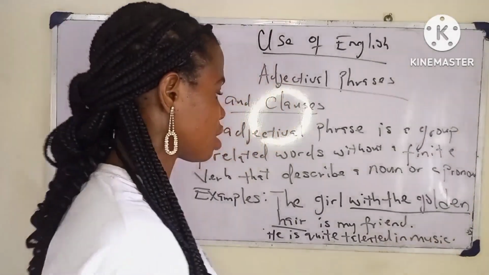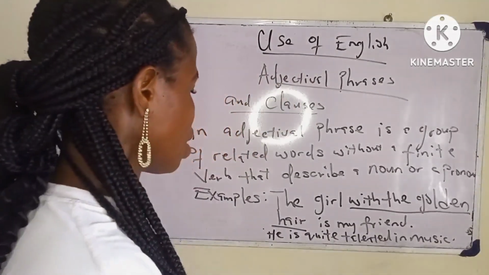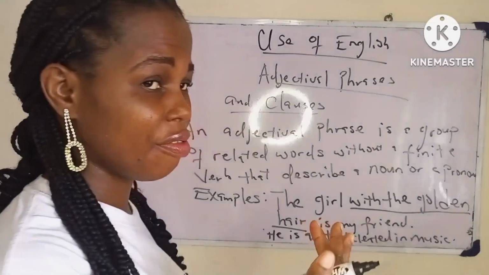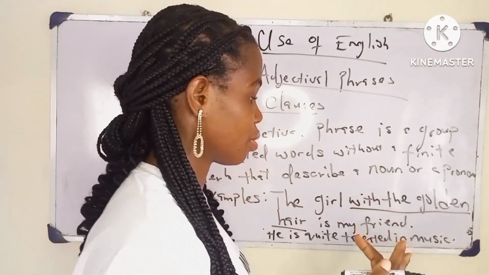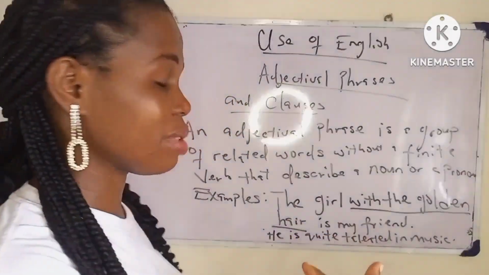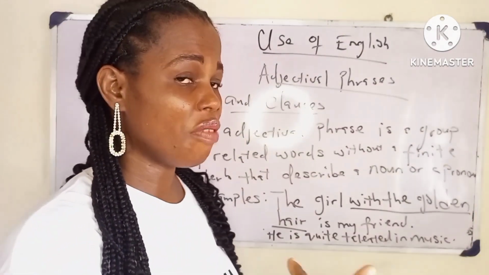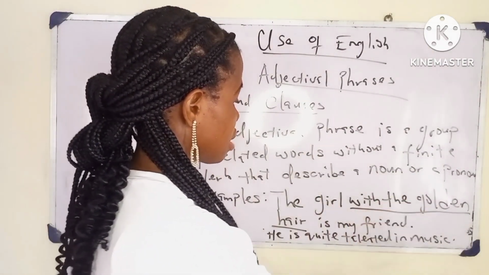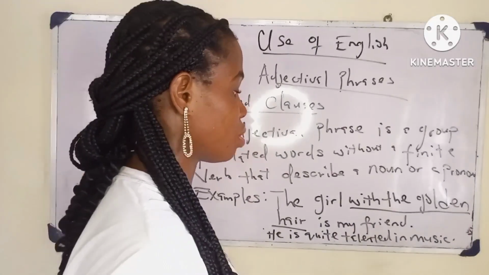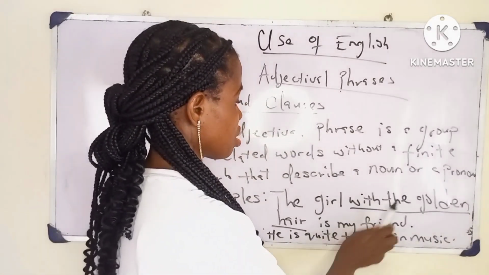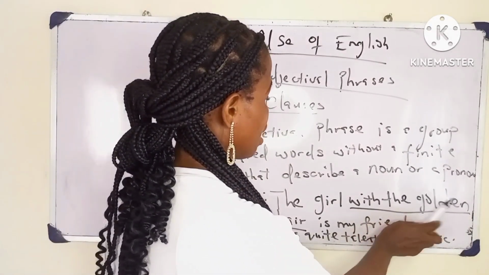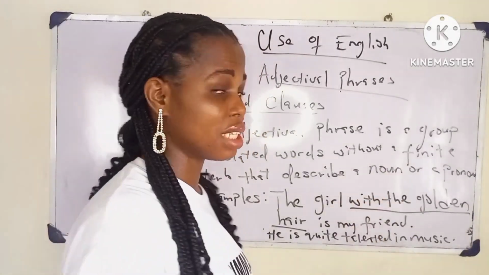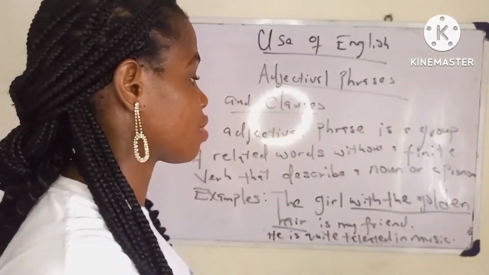Now, with the golden hair. Is it a phrase? Does it have a subject or a verb? No, it doesn't. The subject of the sentence is girl, so it doesn't contain a subject. Does it have a verb? Is there any action word? There's no action word. This is a preposition, this is an article, this is an adjective. So this is a phrase because it doesn't contain the subject or the verb.